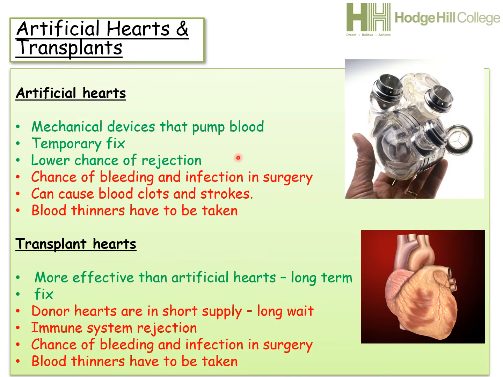Let's look at a slightly longer term treatment: artificial hearts and transplants. So with artificial hearts, they're mechanical devices which essentially replicate the job of our natural heart, and that is to pump blood. They are a temporary fix. So generally speaking, people have these artificial hearts when they're on a donor waiting list, or they're waiting for a donor heart to be given to them. There's a low chance of rejection with artificial hearts, so that means the immune system is less likely to recognize these artificial hearts as a foreign object and attack it.